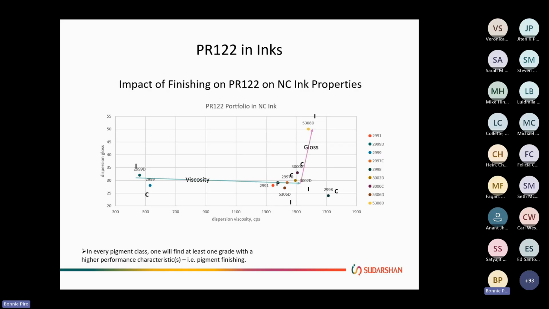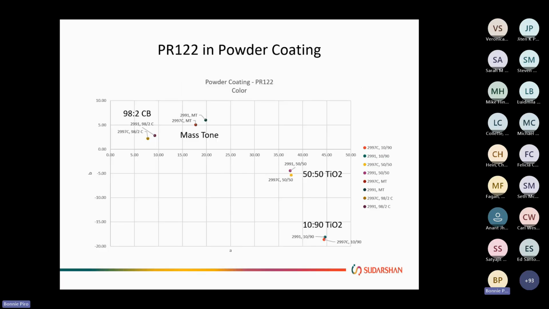Particle size usually tends to a decrease in particle size increases the viscosity, but also decreases, or I should say, increases both the viscosity and the gloss. If you look at Red 122 in powder coating, here we are taking a look at the color positioning of a variety of formulations within this powder coating formulation, so you can see where your options are to use this.